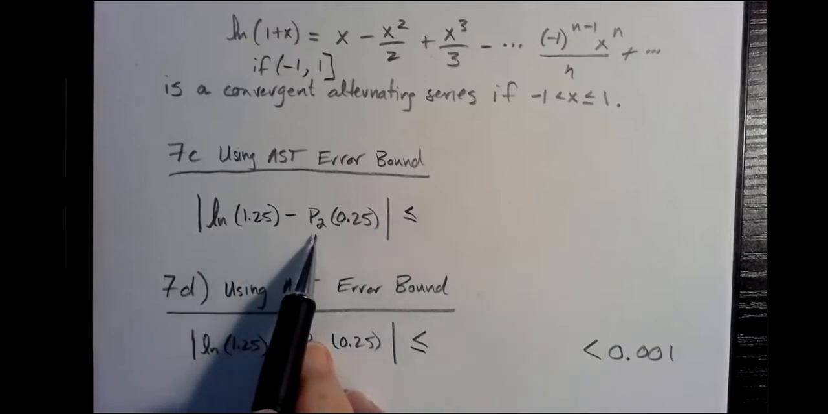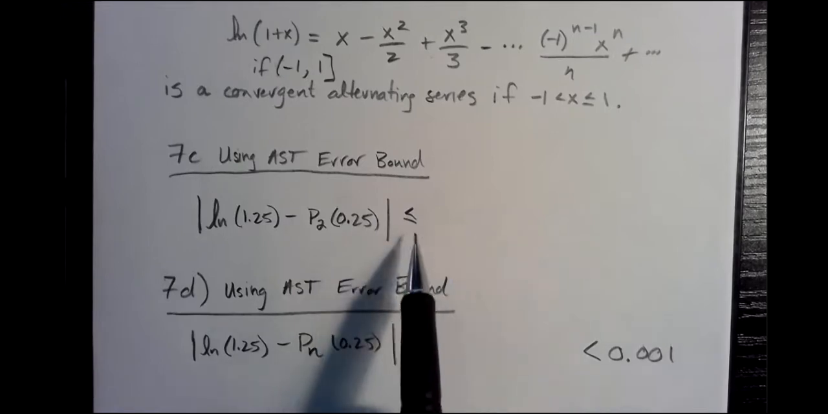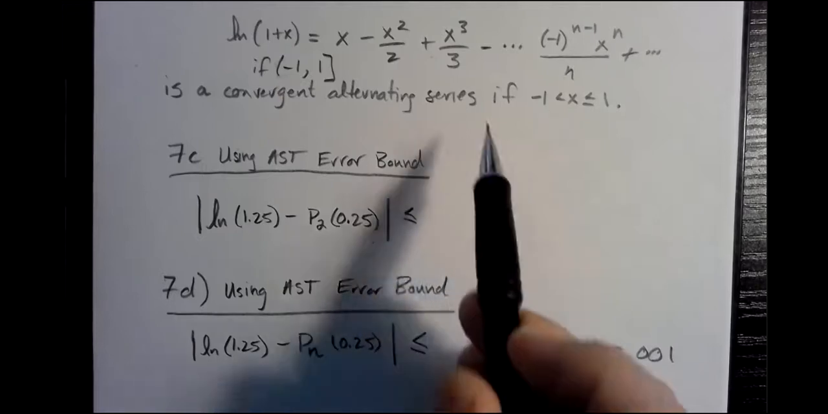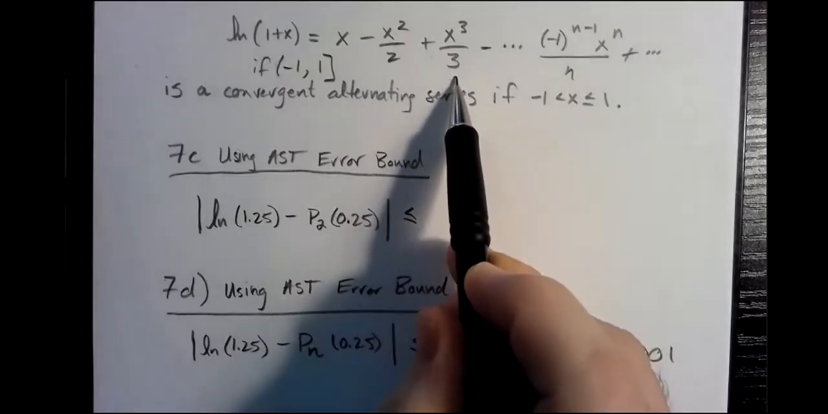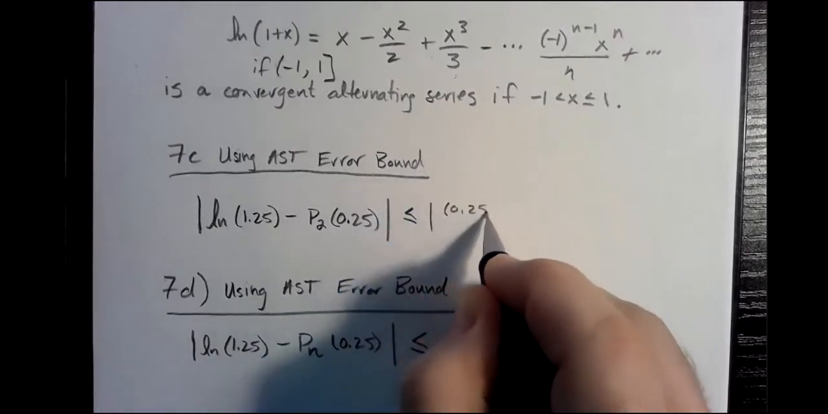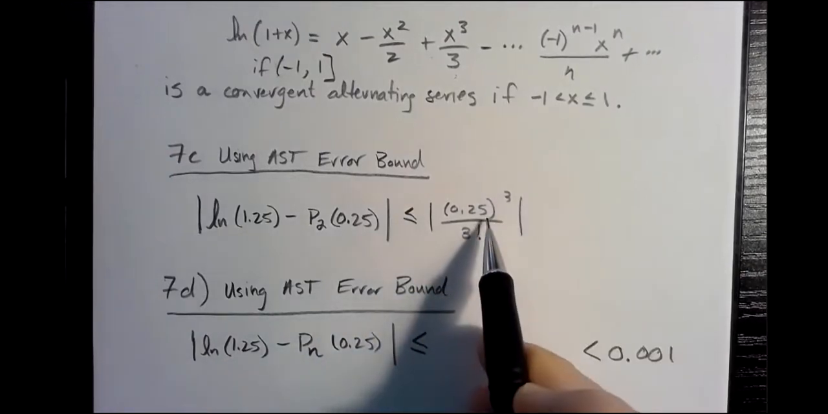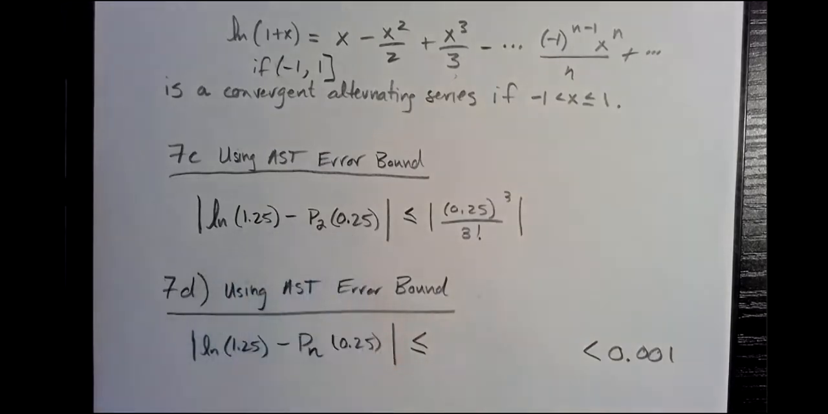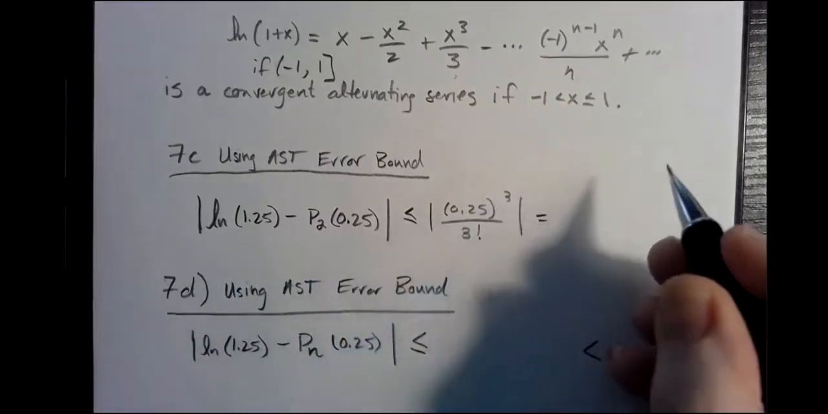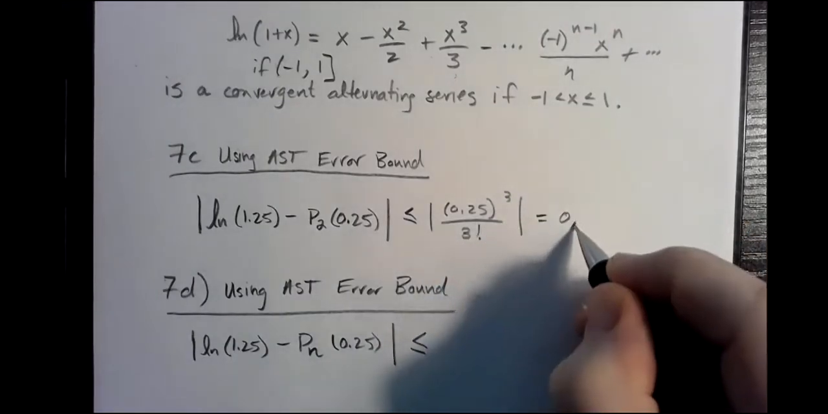If we go back to part C, the second degree approximation, the alternating series error bound says that the error has to be less than or equal to the size of the first neglected term. The size of the first neglected term is x cubed over 3 factorial. So this is less than or equal to 0.25 cubed over 3 factorial. I'm using 0.25 here for x because that's where we're evaluating the polynomial. That would be 1/4 cubed over 3 factorial.